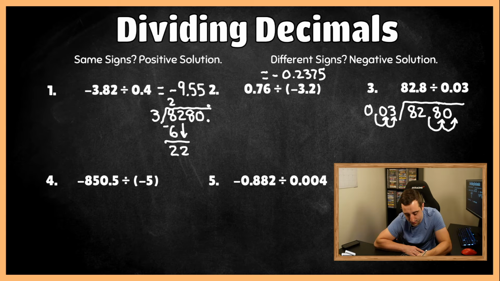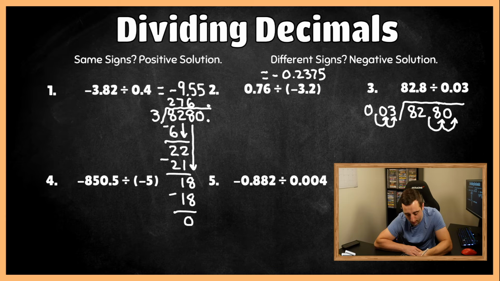3 fits into 22 7 times. 3 times 7 is 21. We subtract, we get a remainder of 1. 3 fits into 1 0 times, so we bring down an 8. 3 fits into 18 6 times perfectly, so we subtract, we get a remainder of 0.